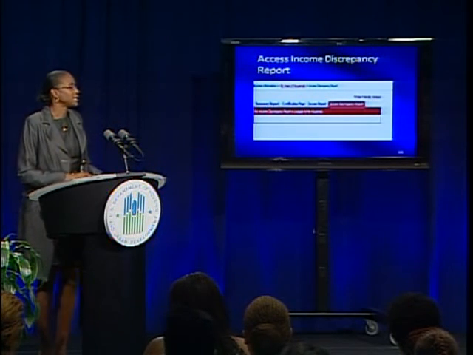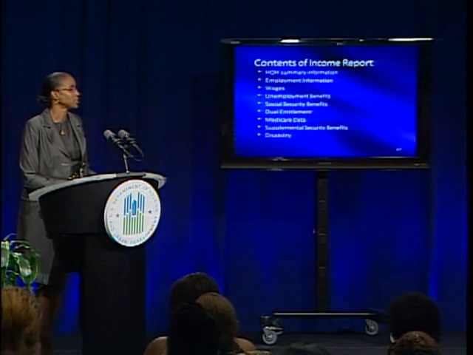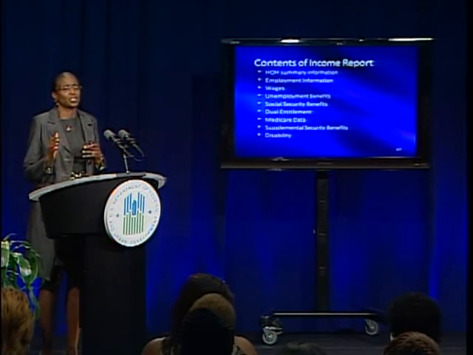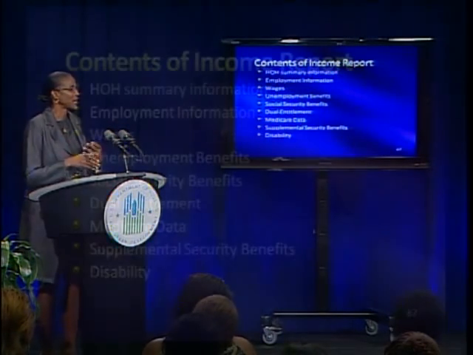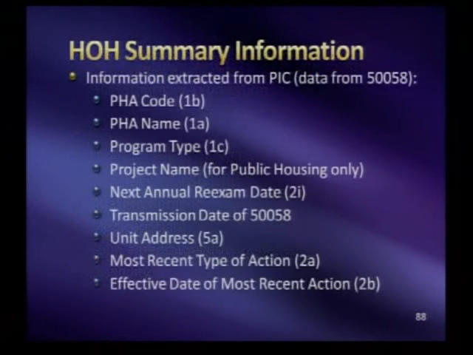So we are working on that, so please do understand we have heard your concerns regarding the pagination of these reports. And then, as I mentioned, this EIV income report is an all-inclusive report which has your head of household summary information along with employment information, wages, unemployment compensation, Social Security benefit information, dual entitlement, Medicare data, and supplemental security, as well as disability information for each household member. And information about the head of household is extracted from PIC.